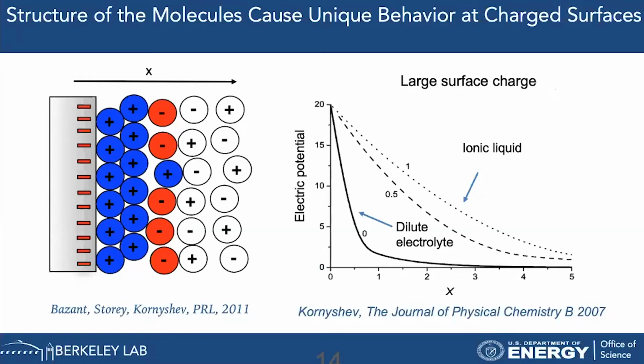Okay, so back to this. For a small surface charge on the electrode, the ionic liquid and a dilute electrolyte seem to behave very similarly, but when we increase that surface charge, you see that the dilute electrolyte decays much faster, and the electric potential from the ionic liquid is not decaying quite as much. And that's really because of how these molecules pile up at this electrode interface.